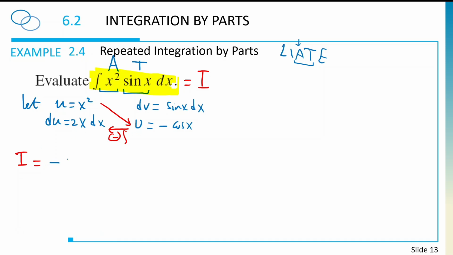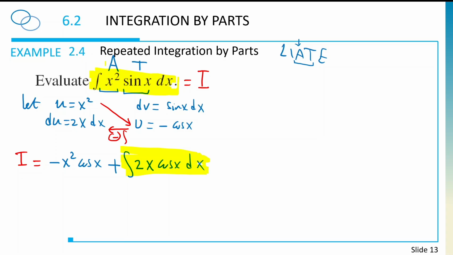So it's negative x squared cosine of x minus, I want you always to check. Once you have negative, look at this line. Is there any other negative? Yes. So this negative will turn into positive. The integration of these two. So what do I have? 2x cosine of x dx. Okay, perfect. Now look at this one. What do I have here?